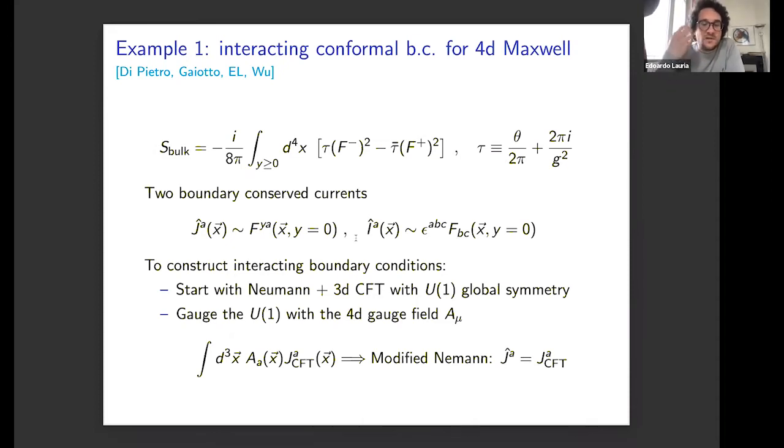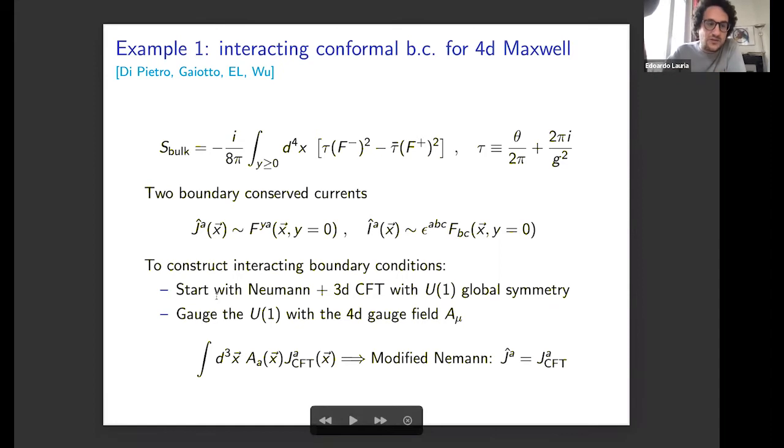So if you start with free conformal boundary conditions, you are instructed to set, for example, J hat to 0. This will be the Neumann boundary condition, or I hat to 0, which will be the Dirichlet boundary condition. But now what we want to do is to construct interacting conformal boundary conditions. So we want to couple these free conformal boundary conditions to some additional theory living at the boundary that is initially decoupled.